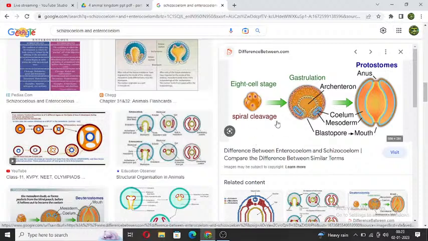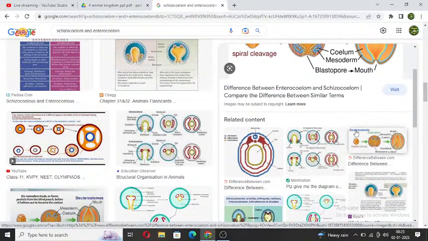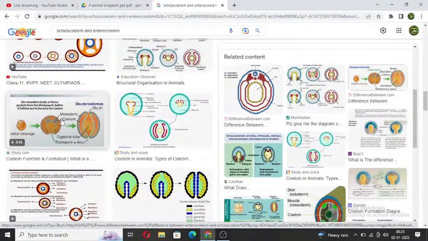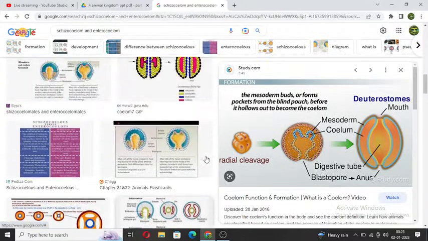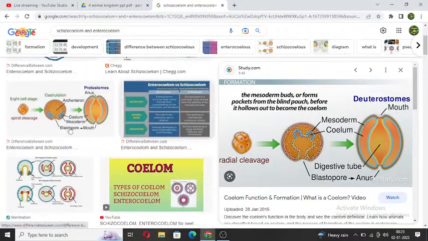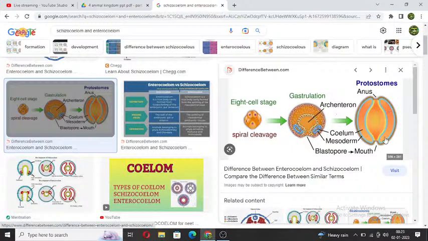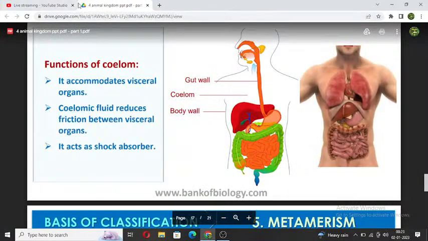Spiral cleavage you have here, the 8 cell stage, where gastrulation occurs and the formation of protostome. And here, this is the radial cleavage that occurs, the mesoderm, and deuterostome, the mouth and the anus. So here the mouth is placed at the top and anus at the bottom. Whereas in the previous picture that we have seen, anus is at the top and mouth is at the bottom. So this is the major difference between the enterocoelom and the schizocoelom. I think I'll be stopping here and we'll continue in our next class.